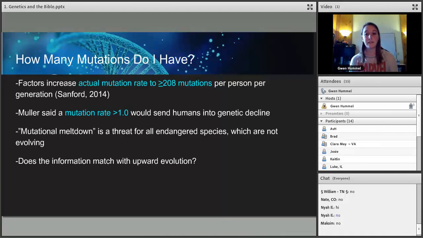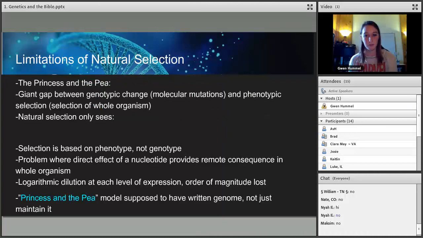All of this genetic information that we've learned this whole time in modern genetics, when we start to learn more about the genome, we start to learn more about the human population, all of it starts to point away from evolution. There's also limitations to natural selection.